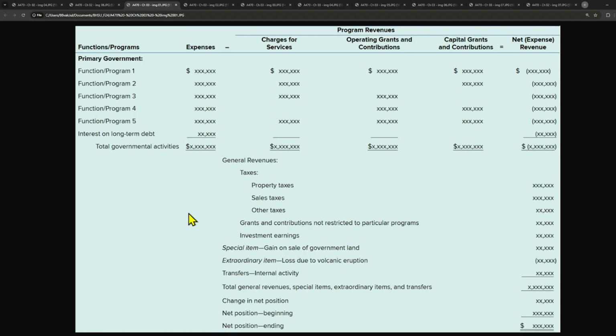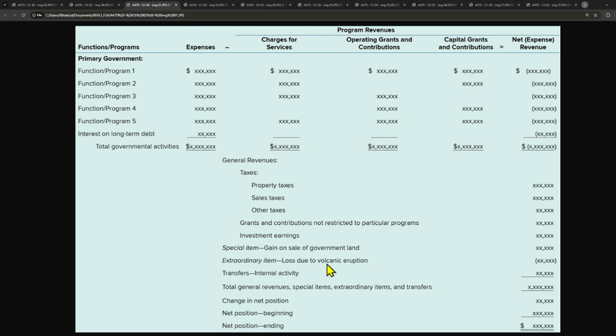The last part here is what are some of these other items that we have down here? Well, you can see we've got special item, extraordinary item, and transfers. So let's just take a quick look at those. A special item is something that's within management's control, but it's sort of unusual. In fact, the definition is it's unusual or infrequent. And I've underlined the word or because, as opposed to a special item, an extraordinary item is not within management's control. It's unusual and infrequent. That's the definition. It has to be both.